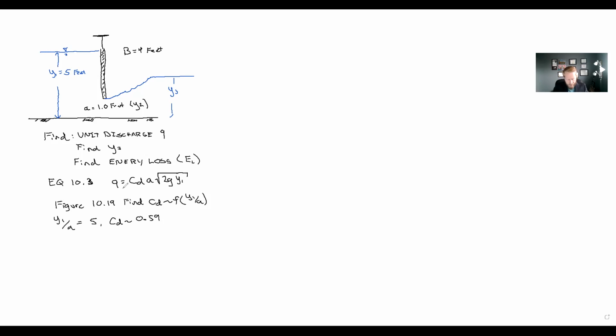So now we have everything we need to solve for the unit discharge Q. Q equals 0.59 times 1 foot for A times the square root of gravity, 32.2, times y1, which is 5 feet. And the square root goes all the way across y1. So Q equals 7.5 cubic feet per second per foot. So we found Q.